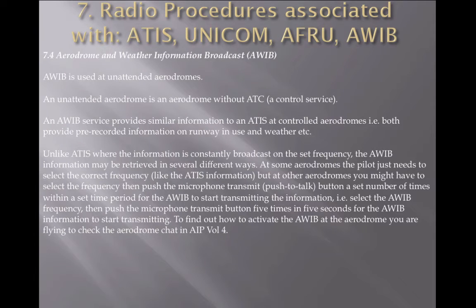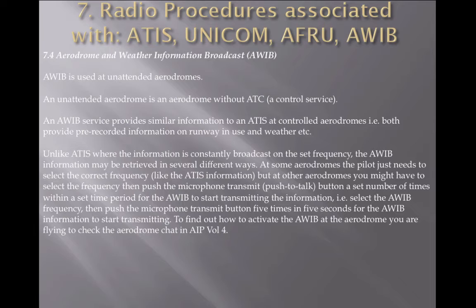Aerodrome weather information broadcasts, AWIBs. These are used on unattended aerodromes, and an unattended aerodrome is an aerodrome without ATC or any control service. An AWIB service provides similar information to an ATIS at controlled aerodromes. Both provide pre-recorded information on runway in use, weather, and all the stuff that we talked about before.